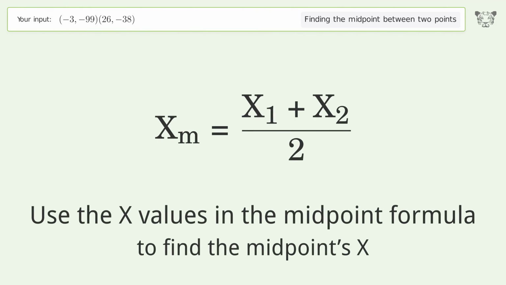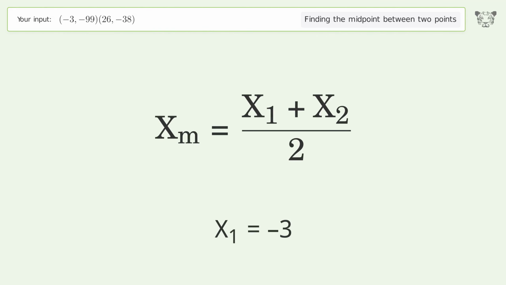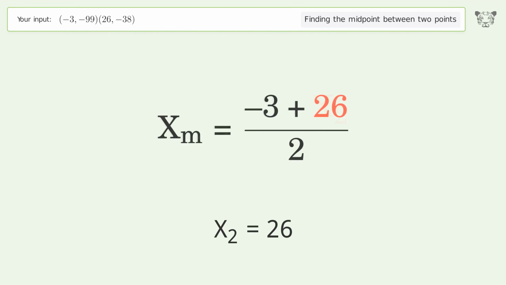Use the x values in the midpoint formula to find the midpoint's x. x1 equals negative 3. x2 equals 26. Simplify the arithmetic.